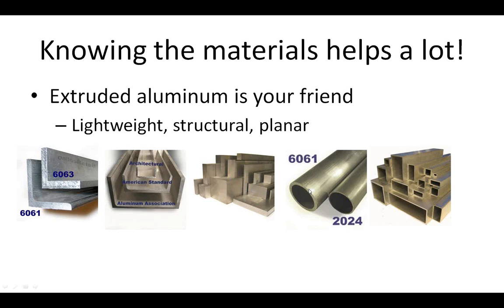So you can also find round tubing. There's 6061, and there's another one called 2024, which is a much thinner wall, but it's a different alloy of aluminum, and it's much stronger. And then there are these box shapes. These are boxed aluminum rectangles. It's called extruded. Okay, so this is probably the most common material that you're going to end up using.